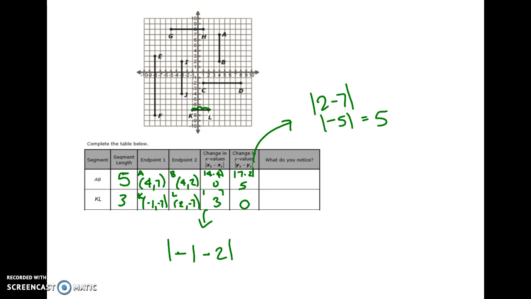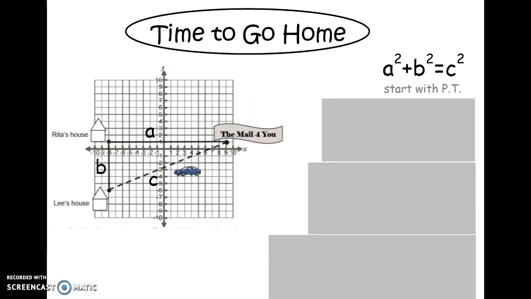So what do we notice here? Segment length is 5. If I combine these somehow, I get 5. My segment length is 3. If I combine these somehow, I get just 3. So that works great when I want to find horizontal and vertical distances. But I still can't quite do that if I do this. But remember we talked about that this is kind of like the Pythagorean theorem.